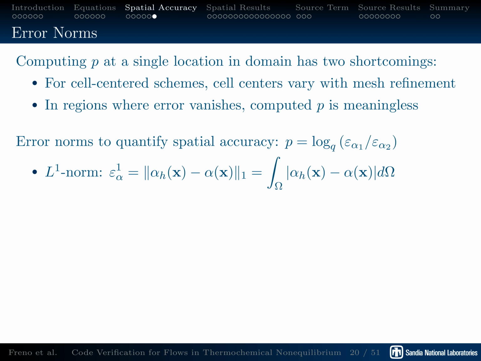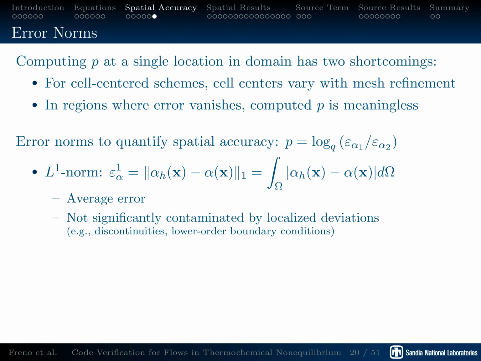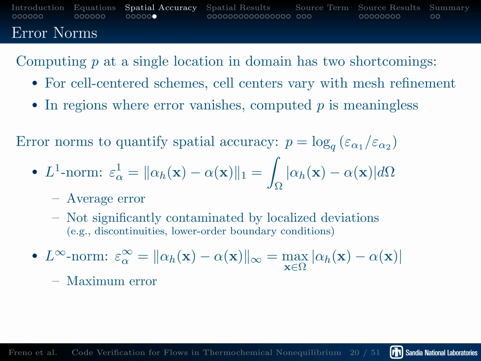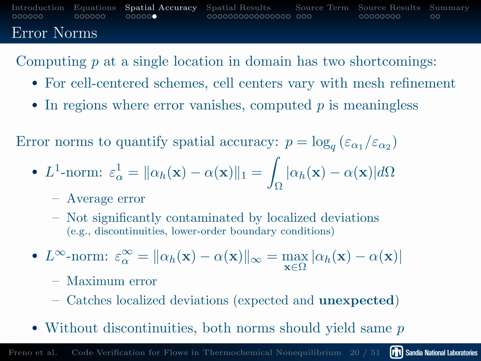We can use the L1 norm, which gives us the average error. It is not significantly contaminated by localized deviations, such as those that can arise from discontinuities or lower order boundary conditions. And we can use the L infinity norm, which gives us the maximum error. The L infinity norm captures localized deviations, both the ones we expect and those that we don't. In the absence of discontinuities, both norms should yield the same order of accuracy.